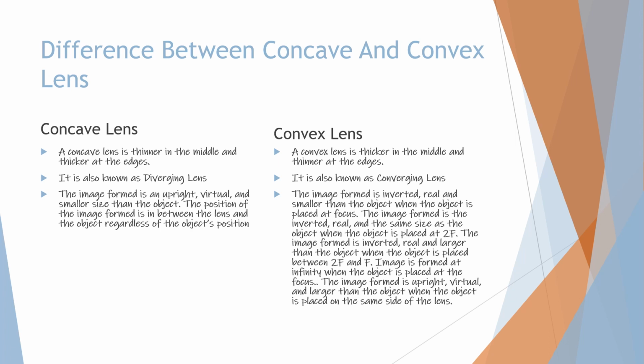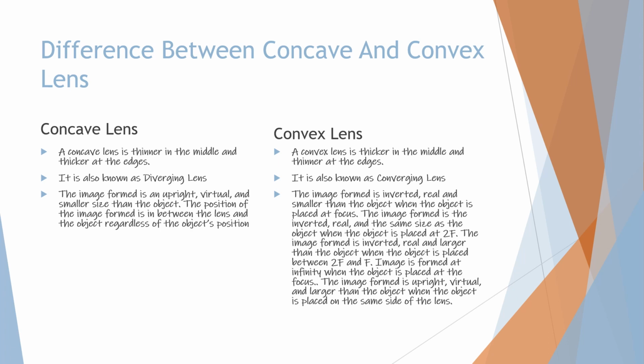Now let's know the difference between concave and convex lens. So, concave lens is thinner in the middle and thicker at the edges, whereas a convex lens is thicker in the middle and thinner at the edges. Concave lens is known as diverging lens, whereas convex lens is known as converging lens.